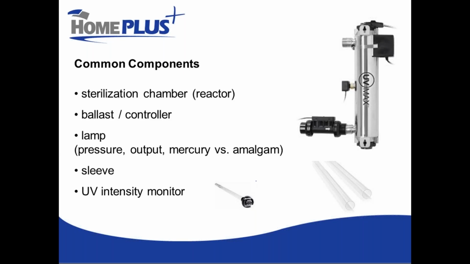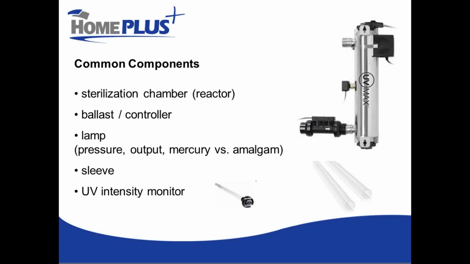So before we can talk about maintenance and best practices, I just want to make sure you're familiar with some of the basic components of a system, so that when I'm mentioning the names of things, they make sense to you. So a UV sterilizer is actually a pretty simple piece of equipment. It'll usually consist of a stainless steel reaction chamber or reactor, which is just a fancy word for where the magic happens. This is where the actual sterilization occurs.